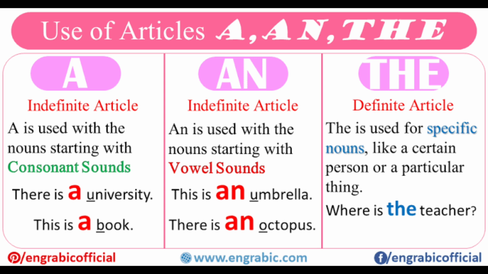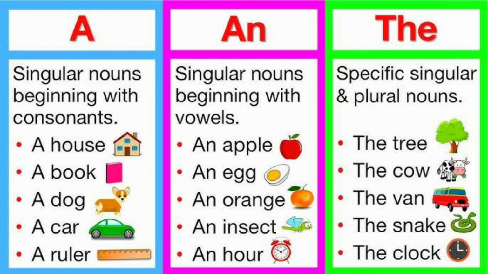Examples. 1. The book on the table is mine. Justification, the specifies a particular book that both the speaker and listener can identify. 2. He visited the Eiffel Tower last summer. Justification, the emphasizes a unique, well-known landmark.